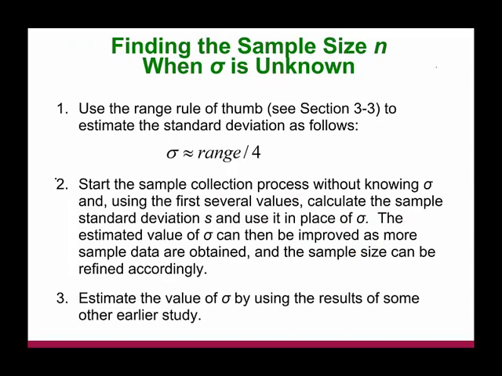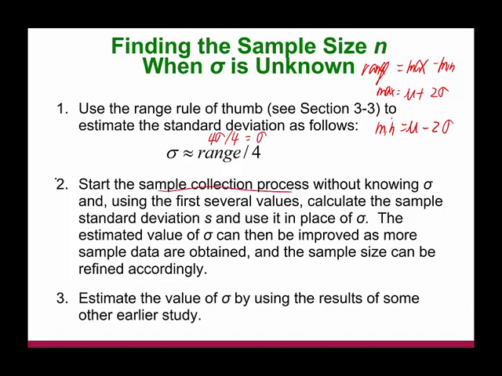Now find the sample size n when sigma is unknown. Typically, we can estimate the population standard deviation using range over 4. Range is equal to maximum value minus minimum value, where the maximum value is the population mean plus 2 standard deviations and the minimum value is the population mean minus 2 standard deviations. The difference is 4 standard deviations. Range divided by 4 becomes the standard deviation. So this is one way to estimate the population standard deviation.